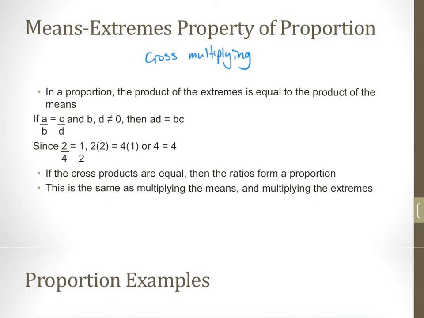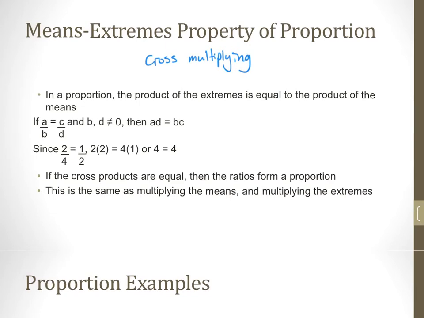So whenever you truly want to know the fail-safe way to know if two ratios are proportionate, you need to cross multiply. Now what this sentence right here is saying is that cross multiplying only works if B and D are not 0. You cannot have 0 in your denominator, which makes sense.